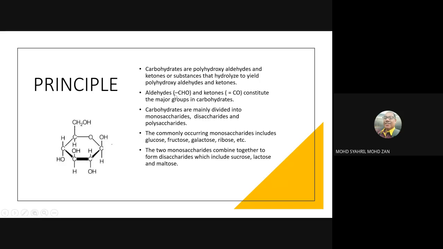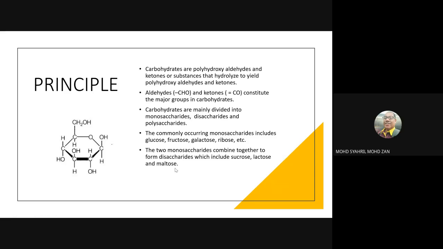Aldehyde has a CHO, whereas ketone has the carbonyl group, which constitutes a major group in the carbohydrates. Carbohydrates are mainly divided into monosaccharide, disaccharide, and polysaccharide. Monosaccharide means 1, disaccharide means 2 or 3, polysaccharide means lots, more than 3. The commonly occurring monosaccharides include glucose, fructose, galactose, and ribose. So these 4 types are what we call monosaccharides. Two monosaccharides combine together to form a disaccharide, which is sucrose, lactose, and maltose.